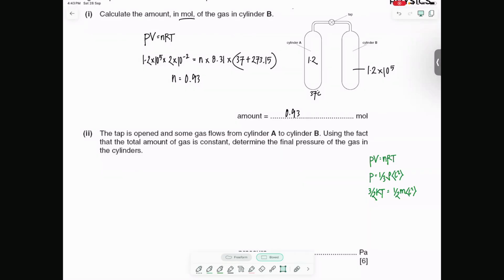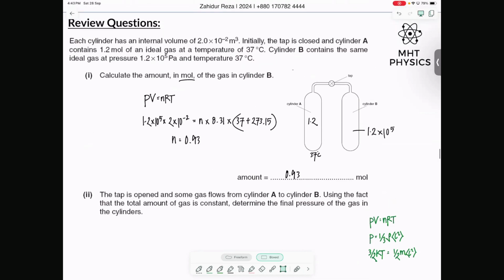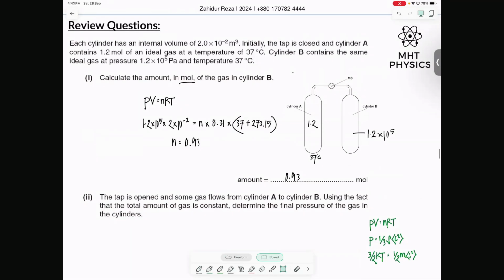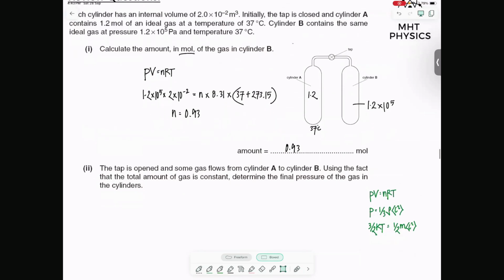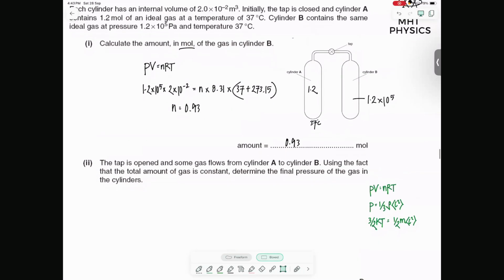1.4 into 10 to the power 5. 1.37. 1.4 into 10 to the power 5. 1.35. Also 1.35.